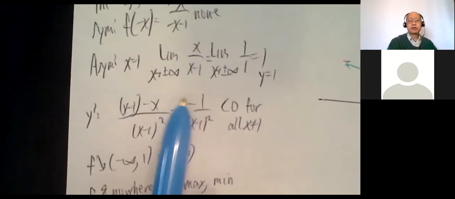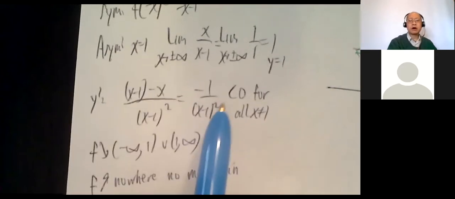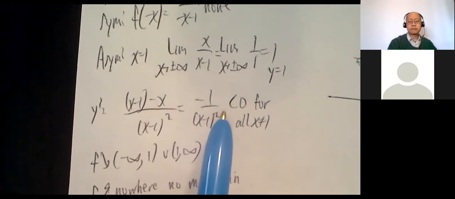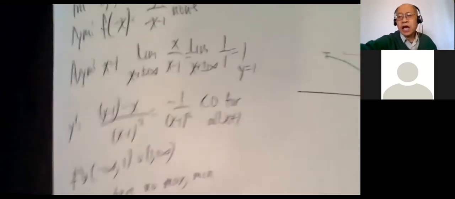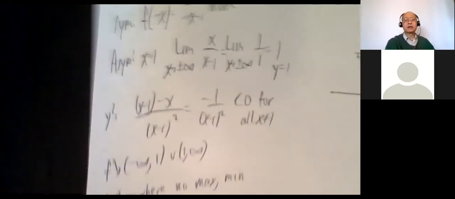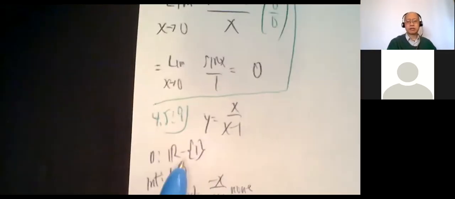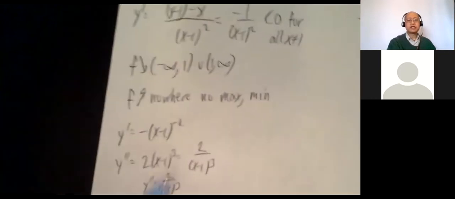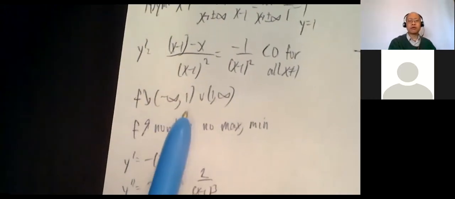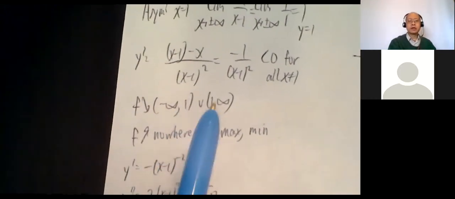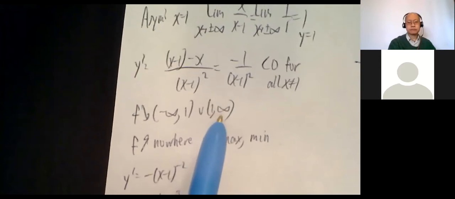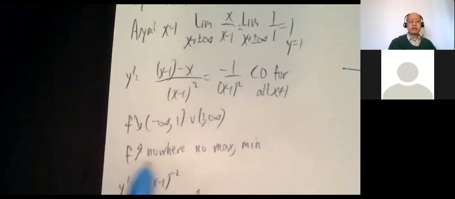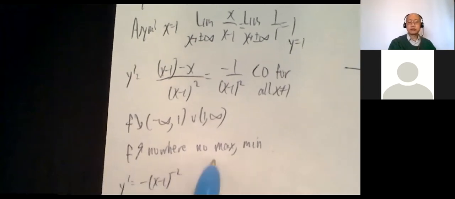So the bottom is positive. The top is negative 1. So negative 1 divided by a positive is automatically less than 0. That means this graph is decreasing everywhere that it's defined, which is all real numbers except for 1. So the function is decreasing from negative infinity to 1, union 1 to infinity. It's always going to be going down. F is increasing nowhere, so there's no max or min.